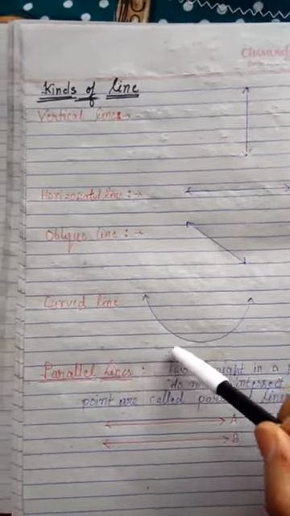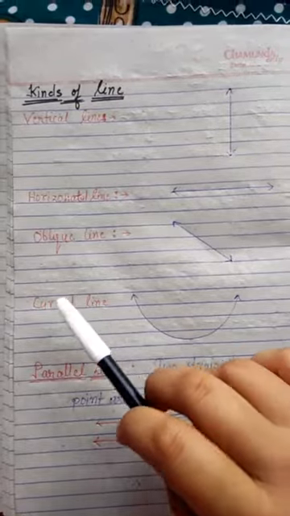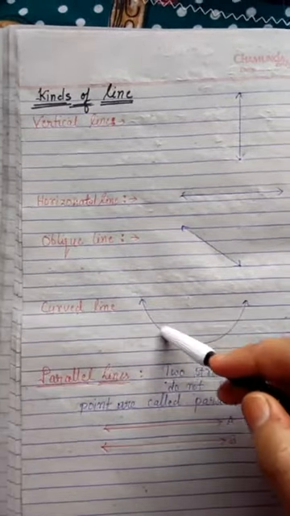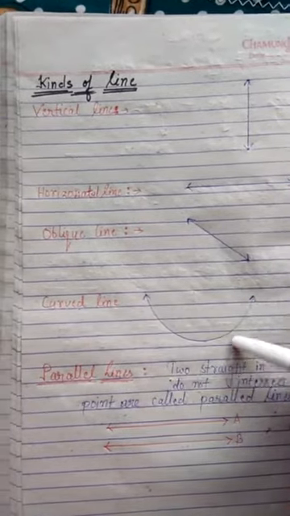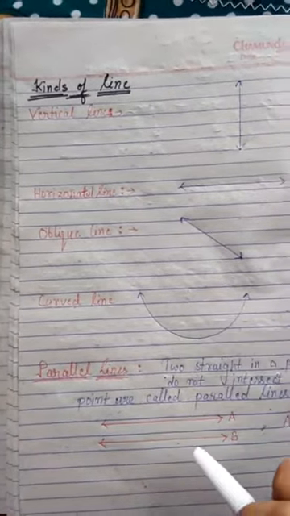Curve line, you already know what a curve is, which is slightly bent on the downside or upper side.